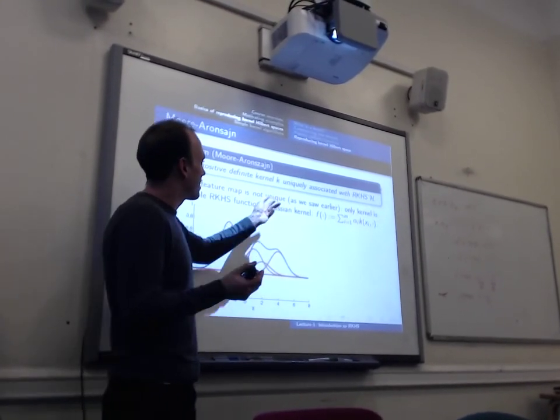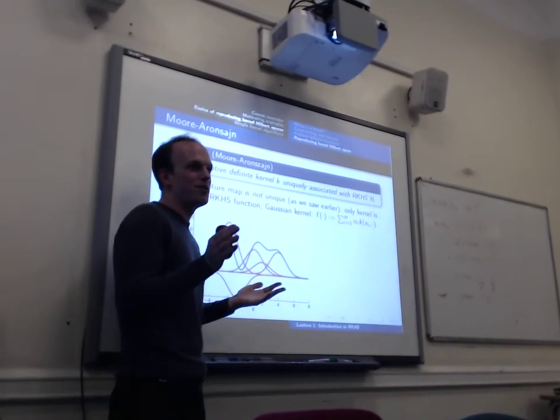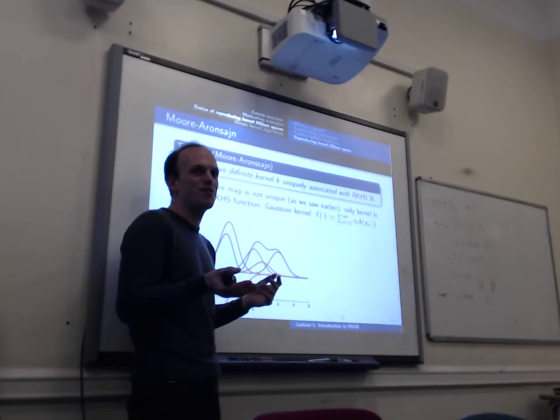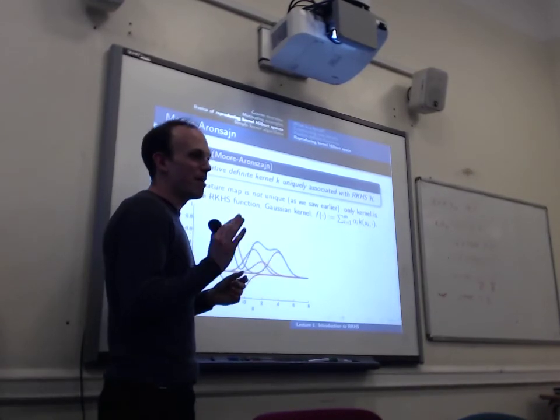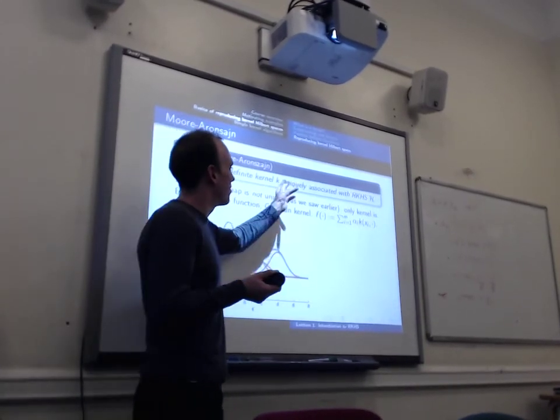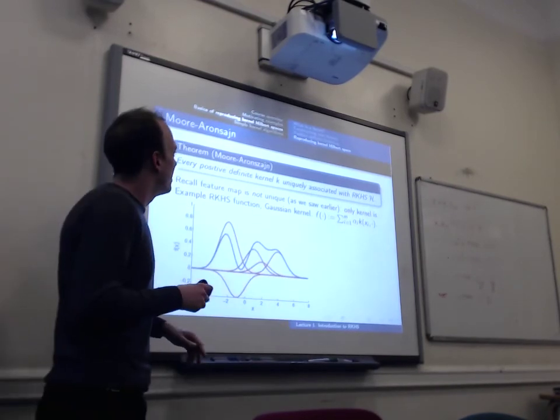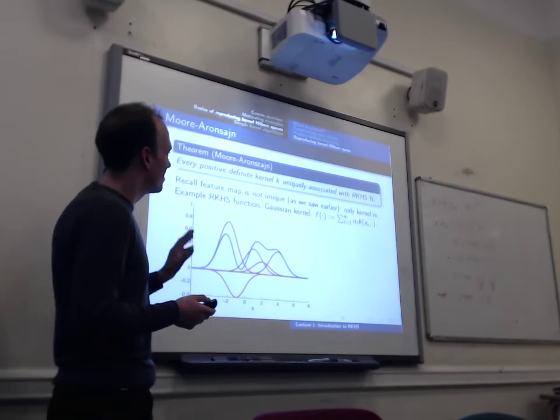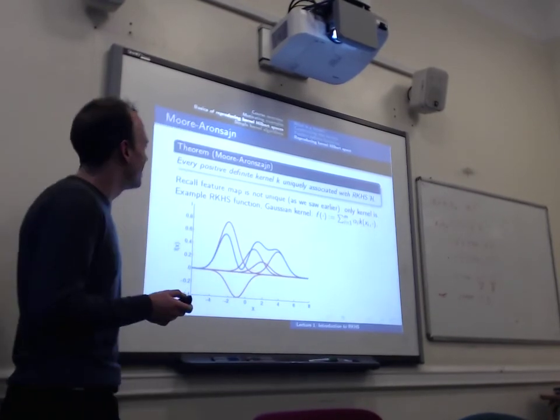This is important because I've already shown you that the feature map is not unique at all. In fact, for any interesting case, there's going to be infinitely many feature maps that give you the same kernel. So a feature map doesn't define the space, but the kernel defines the space uniquely. And the proof of this is perhaps 1.5 hours long, so not in this lecture.